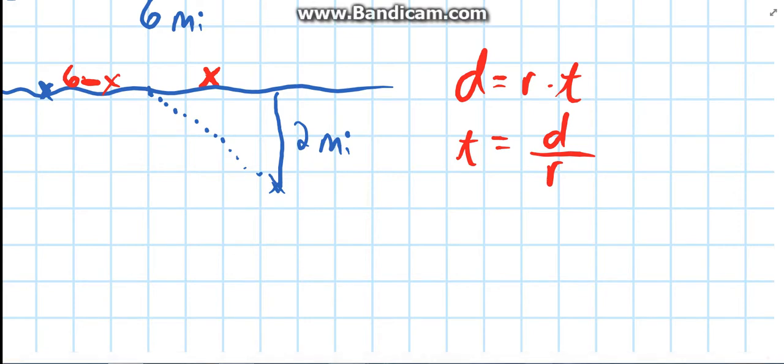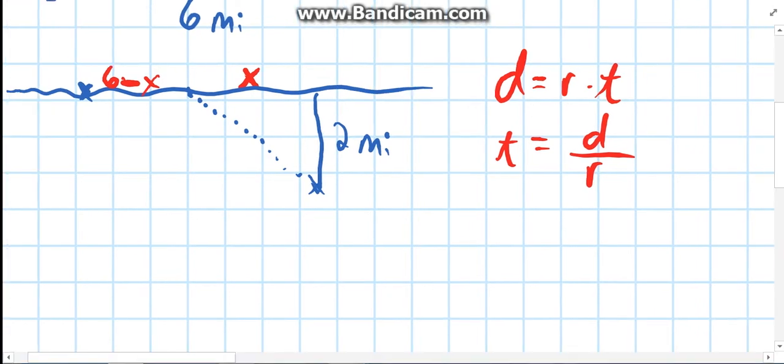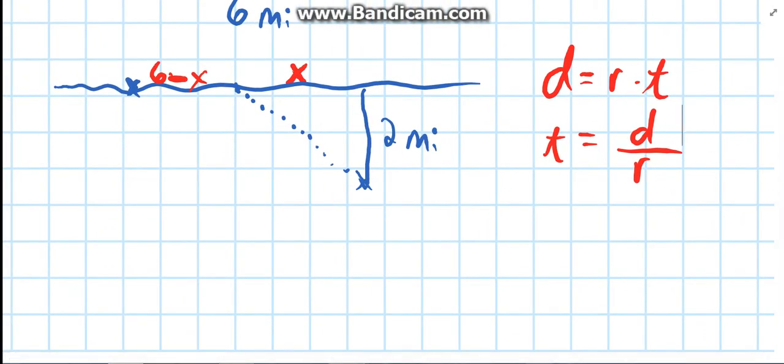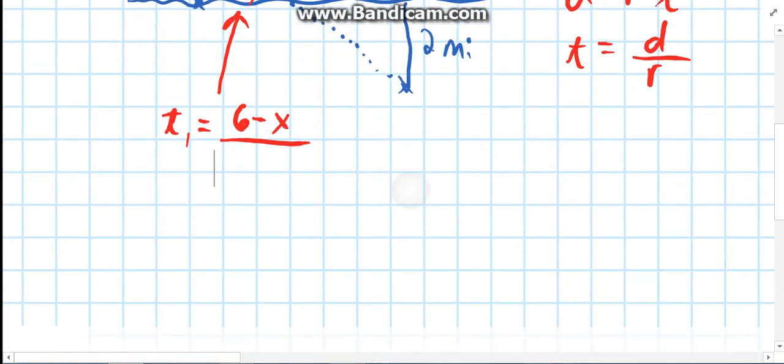All right. Are there questions on this? How long is it going to take her? She has basically two lengths in this trip: the length she rows and the length she's going to walk. How long is it going to take her to walk this distance right here? Using this equation, the time it takes her to do this, which I'm going to call t sub 1. What's the distance she's going? 6 minus x. How fast is she going? 5 miles an hour. So the time it's going to take her is 6 minus x divided by 5.